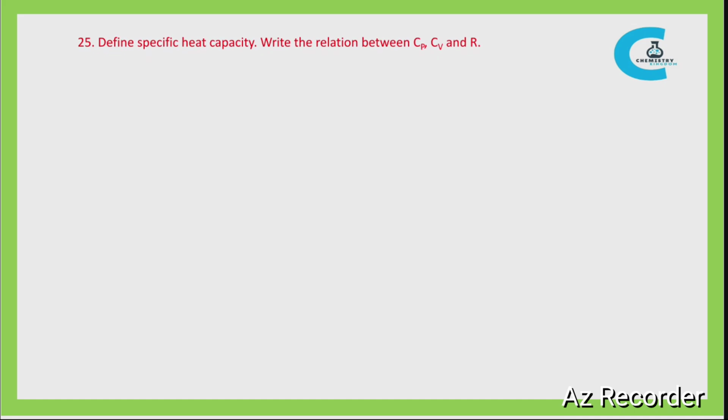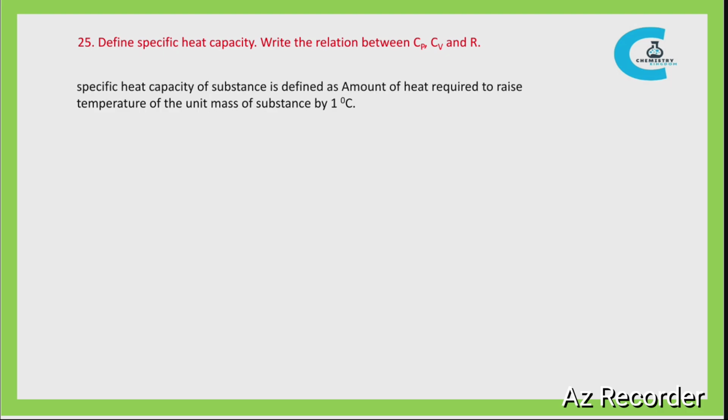Define specific heat capacity. Write the relationship between Cp, Cv and R. Specific heat capacity of a substance is defined as the amount of heat required to raise the temperature of unit mass of the substance by 1 degree. If you want to raise the temperature of 1 gram of substance by 1 degree, the heat required is called specific heat capacity. Cp minus Cv is equal to R. This is also called Mayer's formula.